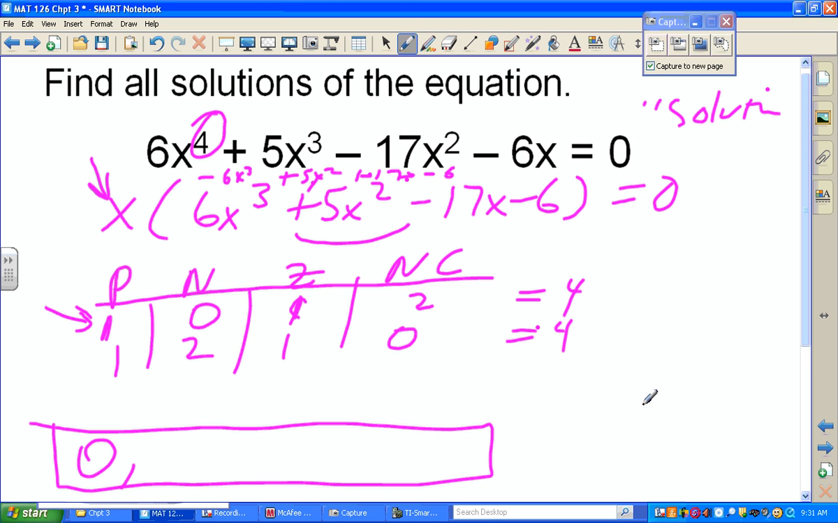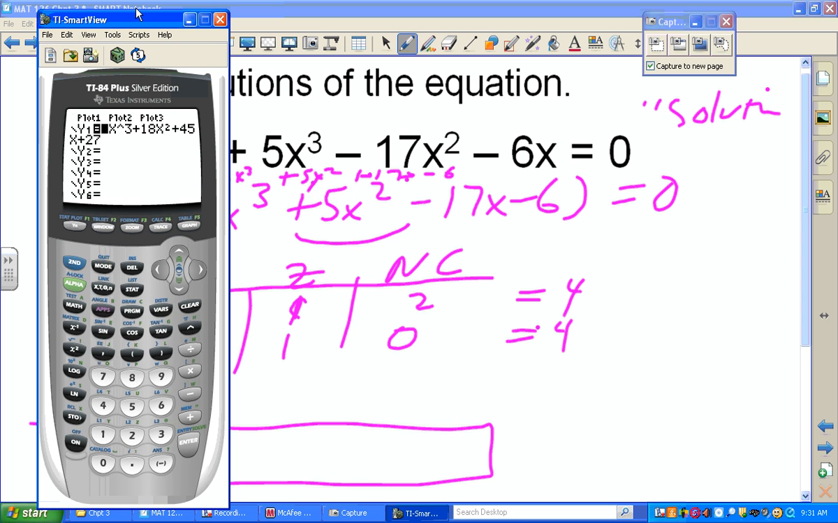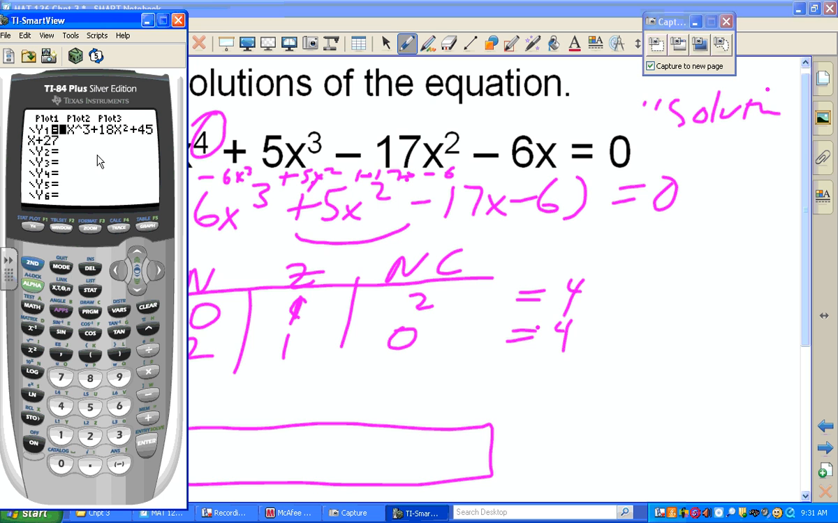What's next? Does anybody know how to factor that in their head? 6x cubed plus 5x squared minus 17x minus 6? Well, now it's time to go to the calculator then. I don't know what you're waiting on. Punch it out. Let's go. When in doubt.